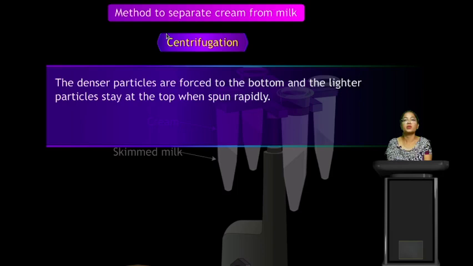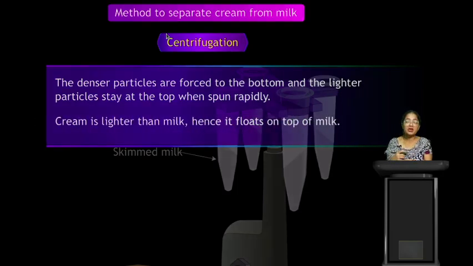Okay. Like I said, cream is lighter than milk. Hence, it floats on top of the milk, and the skimmed milk is heavier than cream. So it gets separated and settles at the bottom of the centrifugal tube. So this is how we get cream from milk in the laboratories.